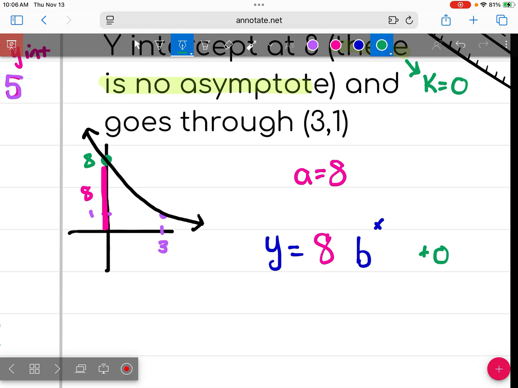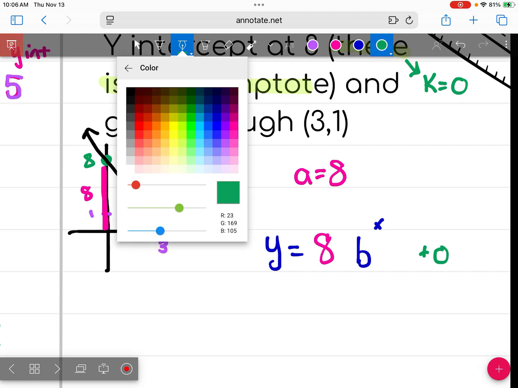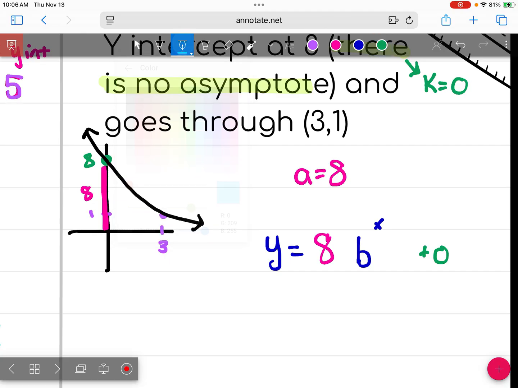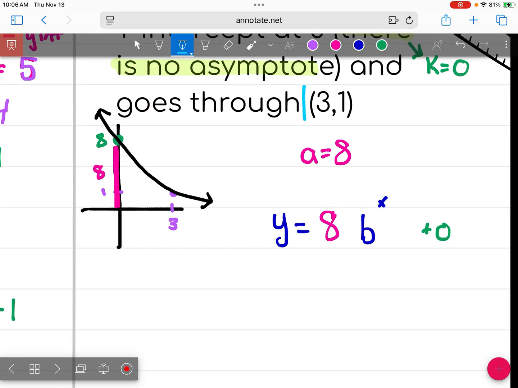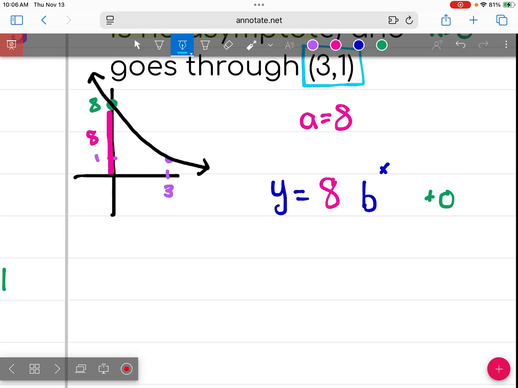And we can go through this the exact same way that we did on the last one. Substitute in our x and y. That way we can solve for b. So we're given another point. We're given this 3, 1. So I know my y value is going to be 1 for 8 times whatever the heck our base is cubed. B to the 3rd.